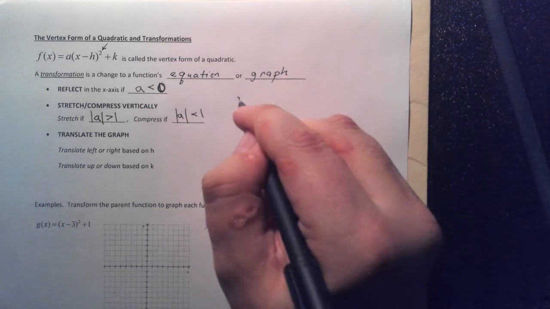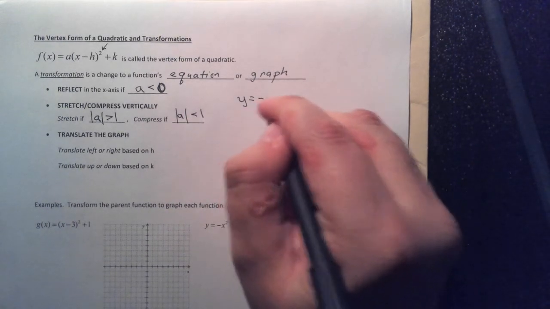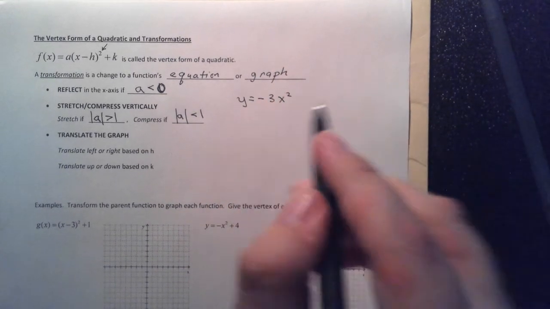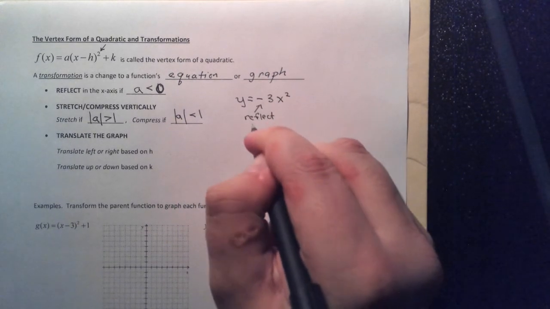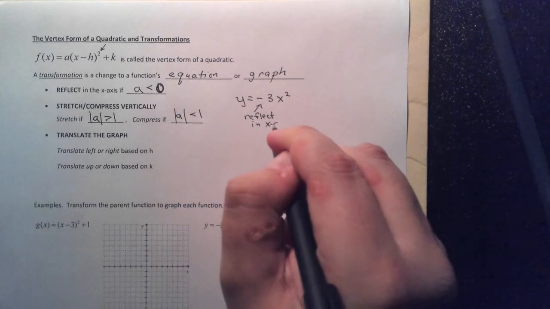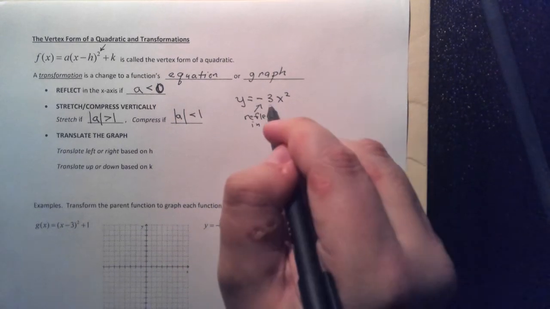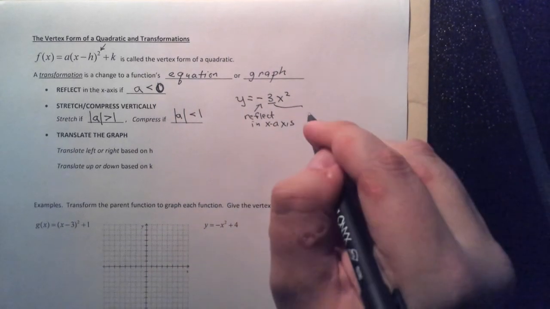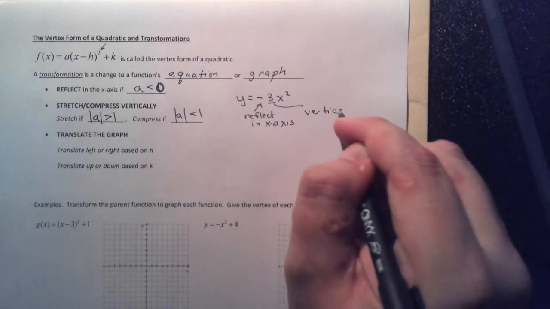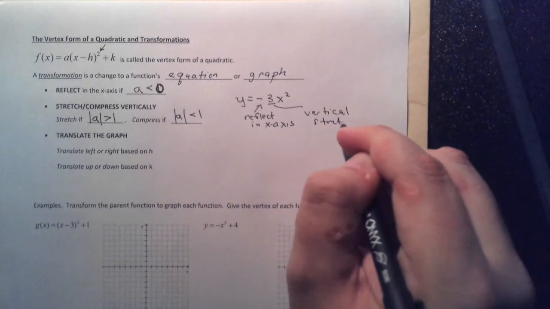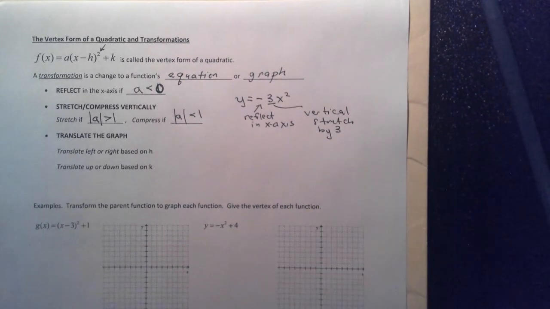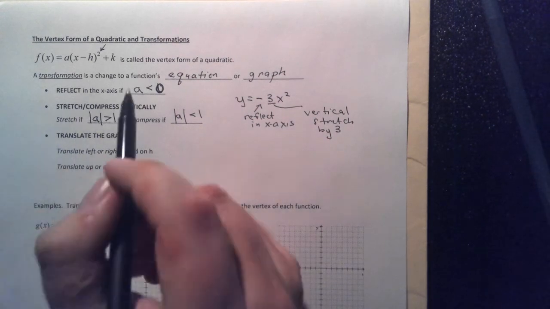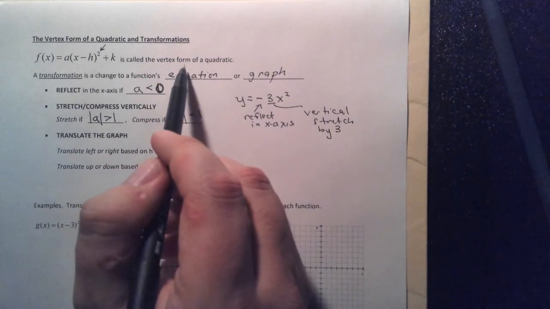So for example here, if I said something like y is equal to negative 3x squared, the negative means I reflect in the x-axis. The 3 means I have a vertical stretch. These make more sense when you see them in action. Now, the big thing right here, this is called vertex form.